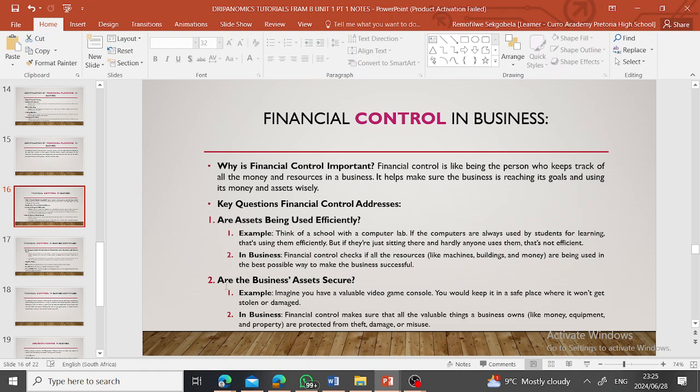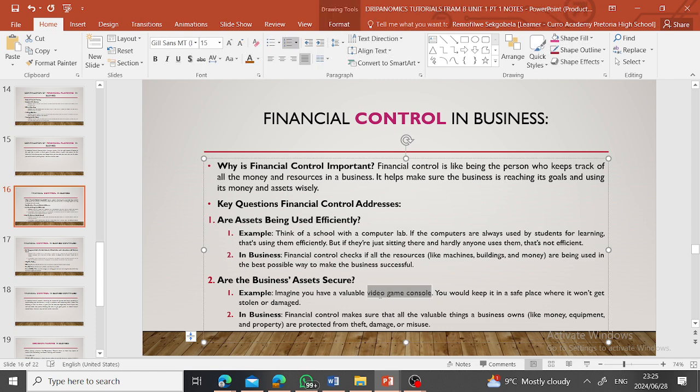Second question you need to ask yourself is, are the business assets secure? Example, right? You have a valuable video game console, right? For those that don't know what a video game console is, your PS4, PS5, your Xbox, right?